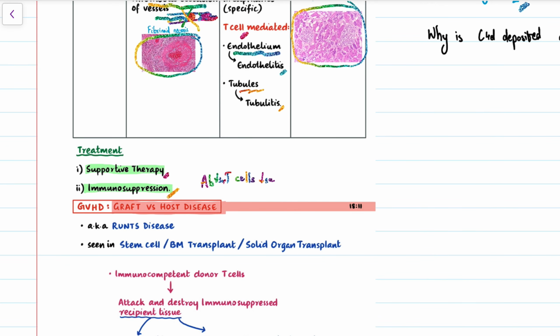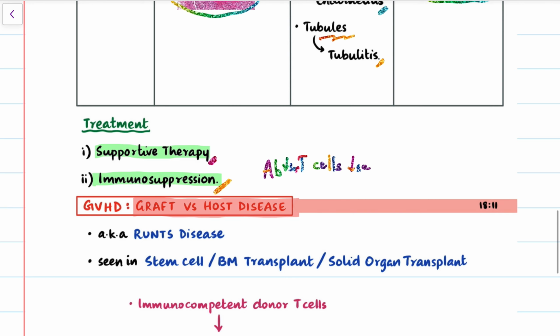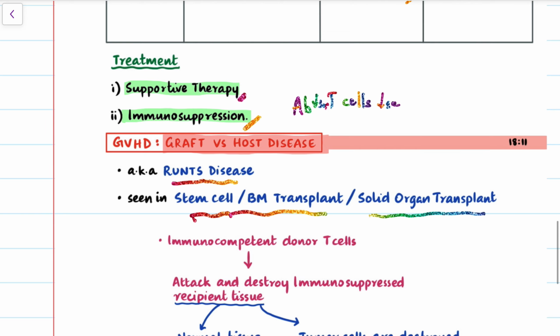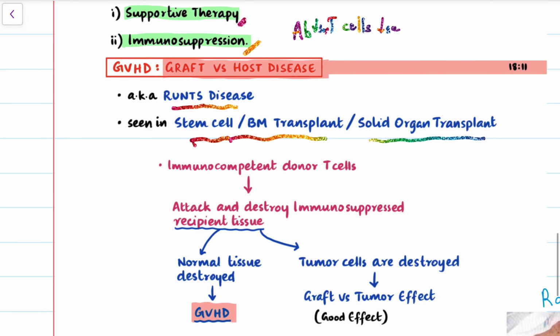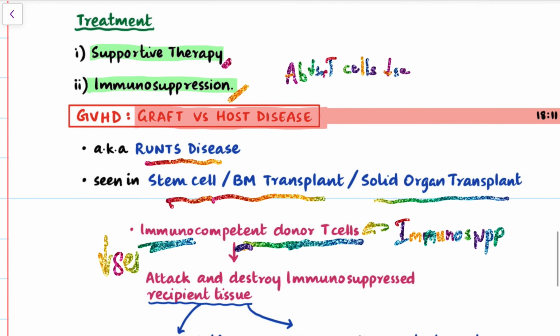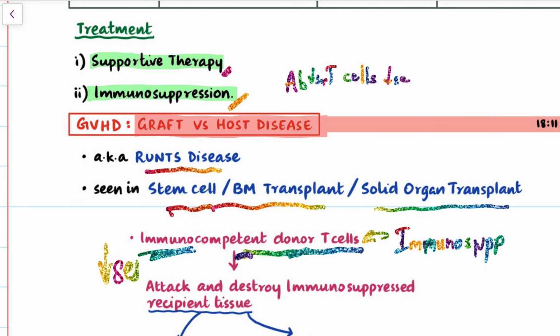Now let's get into graft versus host disease. It is also known as Runt disease. It is seen in stem cell or bone marrow transplants and during solid organ transplants. What happens is that there are immunocompetent donor T cells, right? After transplantation, immunosuppressants are given, therefore their total immunity decreases. Okay, and so they are very much susceptible to infections. When your immunity is low, you get a lot of infections or diseases.